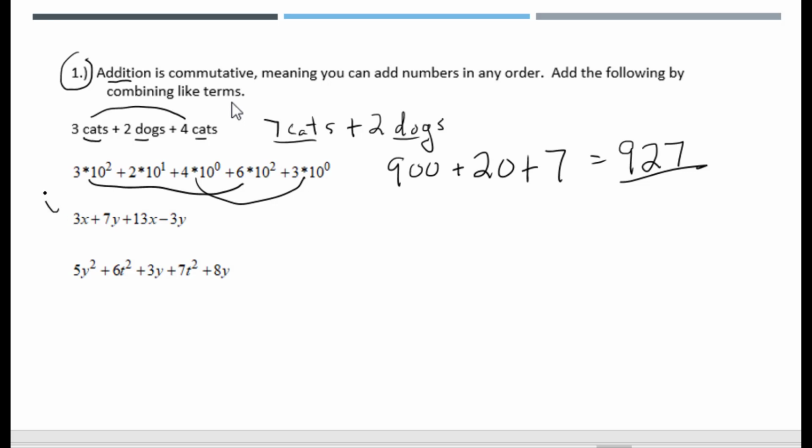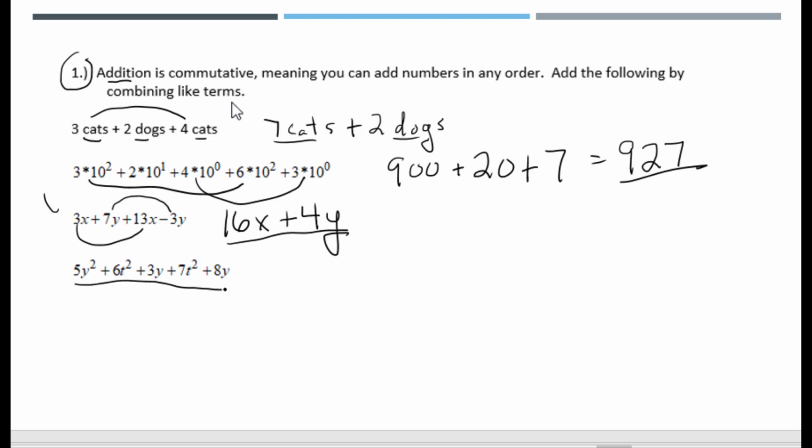This is like a little algebra, but it's the same thing. I can add x's and x's just like I can add dogs and dogs. So I get 16 x's, 16 of those. And I have 7 y's, and I can take 3 y's away, and I have plus 4 y's. That's all I can do.